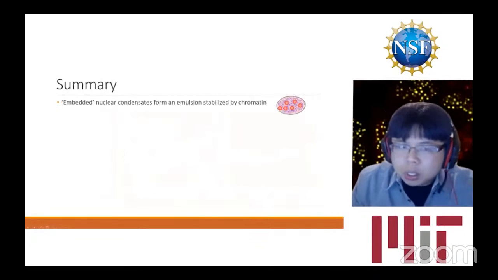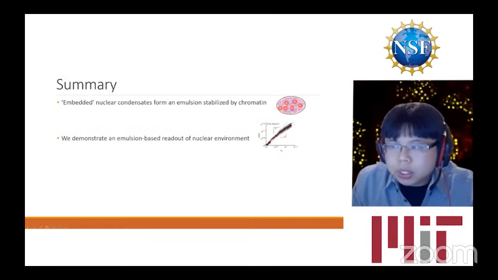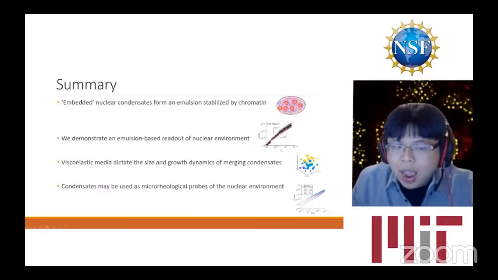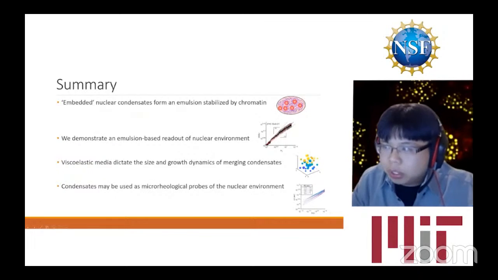In summary, we've shown that these embedded nuclear condensates form what I'll describe as an emulsion that's stabilized by chromatin. We demonstrate that the coarsening of this emulsion is based upon the properties of the nuclear environment, and in general, we've shown that these viscoelastic media can dictate the size and growth dynamics of emerging condensates. Finally, we've shown that these condensates may be used as microrheological probes of the nuclear environment.